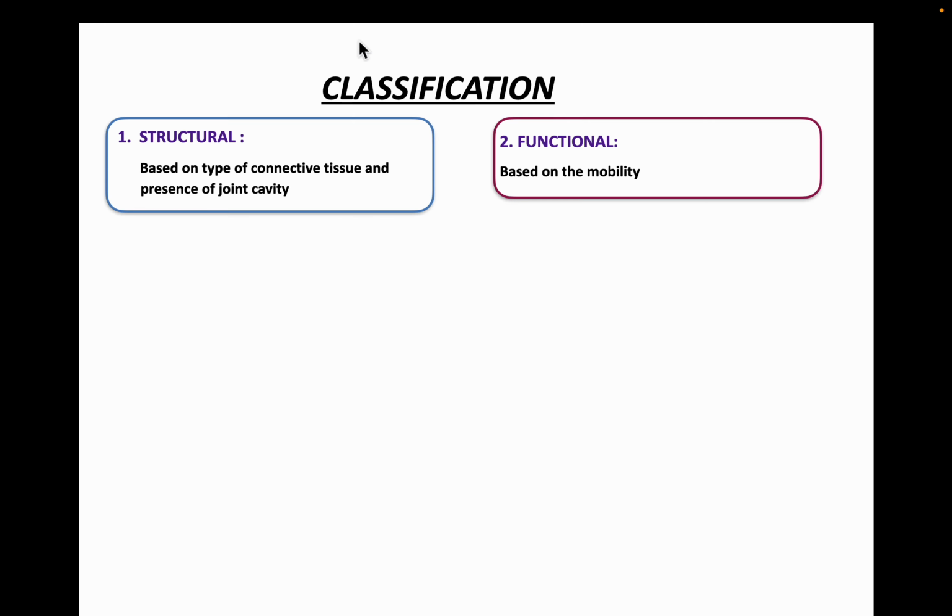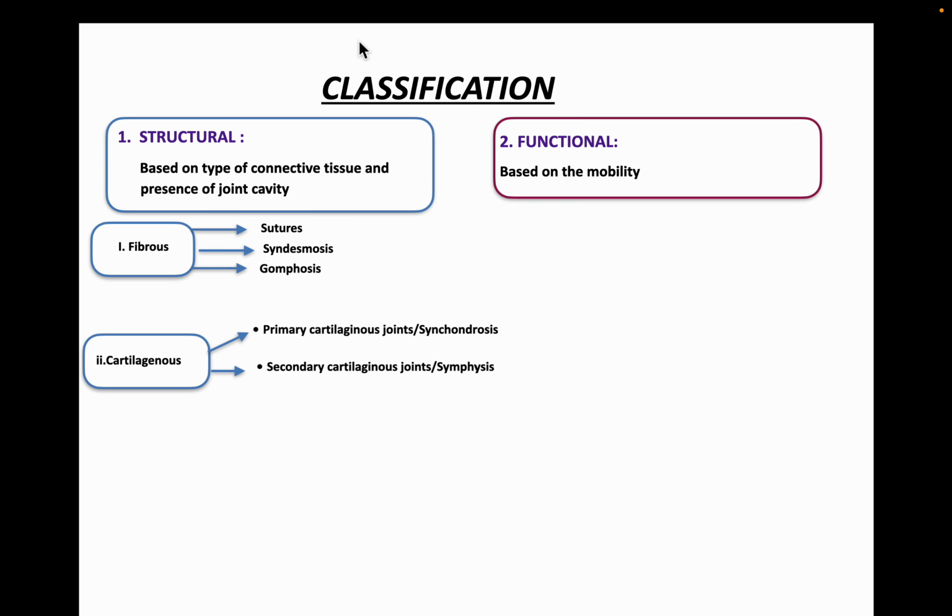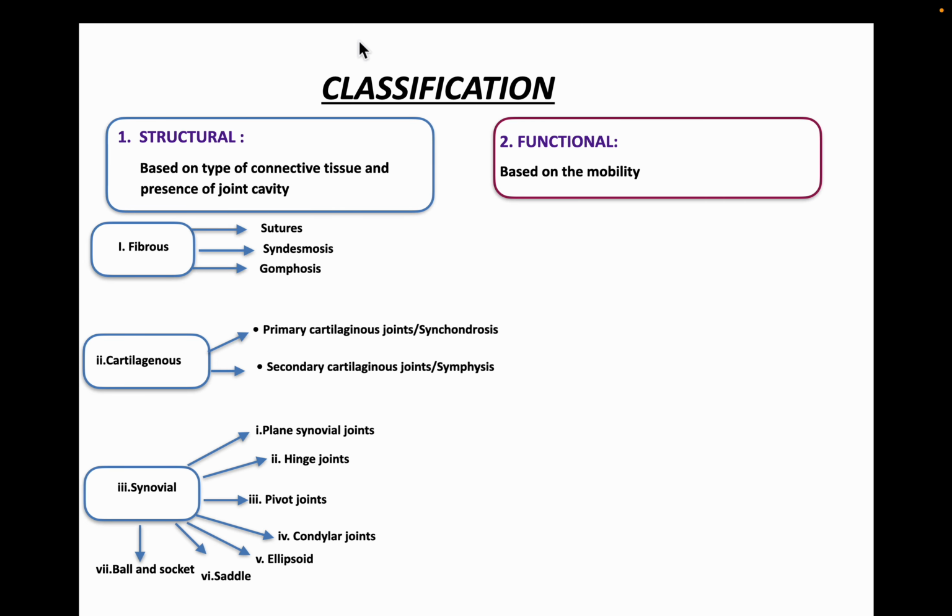In this structural classification, the subcategories are, first, fibrous joint, where fibrous tissue is present in between the two bones. The types of fibrous joints are sutures, syndesmosis and gomphosis. The second category is cartilaginous, where cartilage tissue is present between the two bones. There are two types of cartilaginous joint, primary and secondary. Primary is given the name synchondrosis and secondary is given the name symphysis.